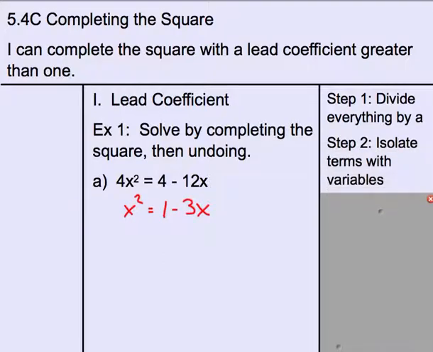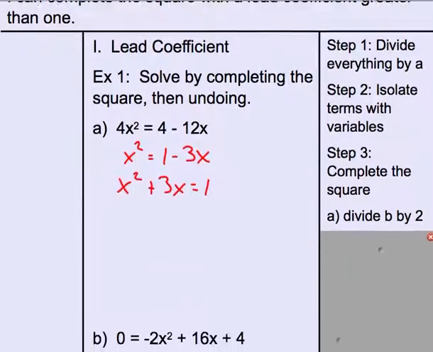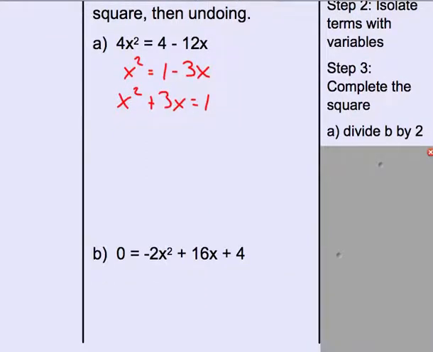So all of these steps are the same steps that you saw in the previous lesson. So we're going to get our two terms with an x on one side of the equal sign. And then remember, the process for completing the square is we first start by dividing our b term by 2. b, remember, is the coefficient of your x term. So in this case, that is 3. So we're going to cut 3 in half, and then square it and add it to both sides.